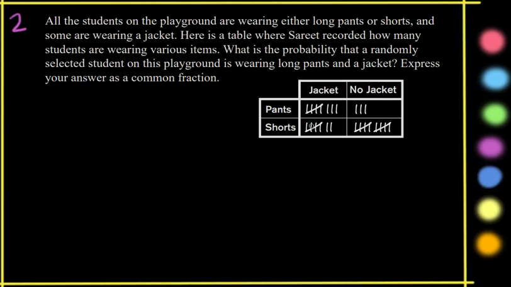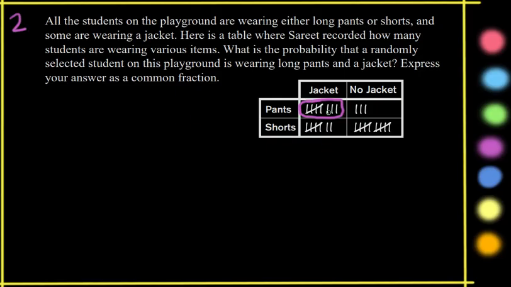This one says, all the students on the playground are wearing either long pants or shorts, and some are wearing a jacket. Here's a table where Sarit recorded how many students are wearing various items. What is the probability that a randomly selected student on this playground is wearing long pants and a jacket? Okay, so long pants and a jacket, that's these guys here. What's the probability that you're in this box, basically? Express your answer as a common fraction.